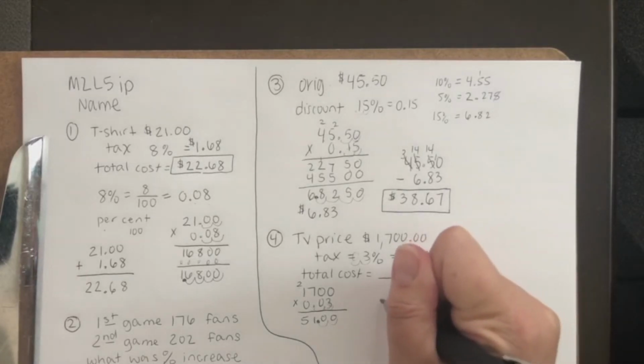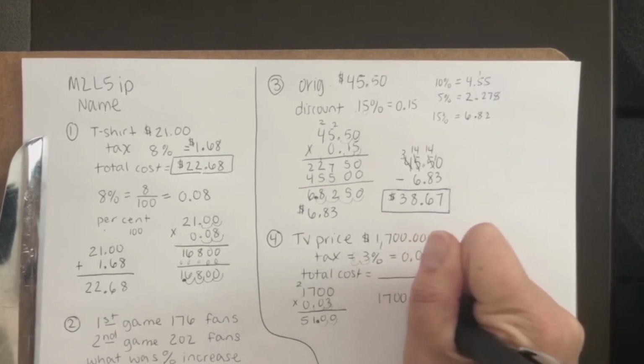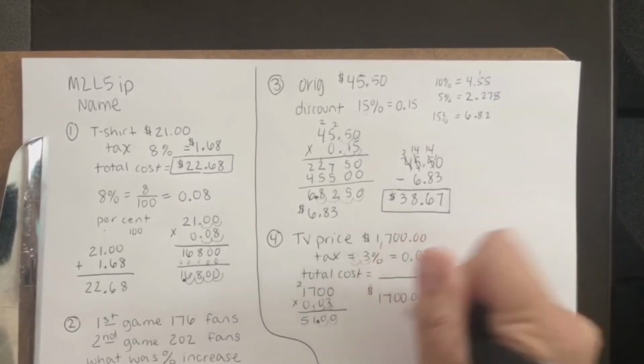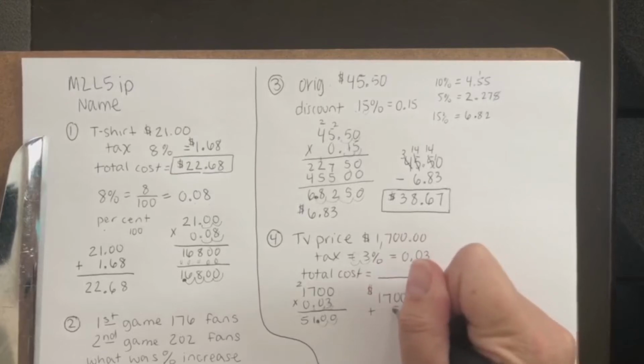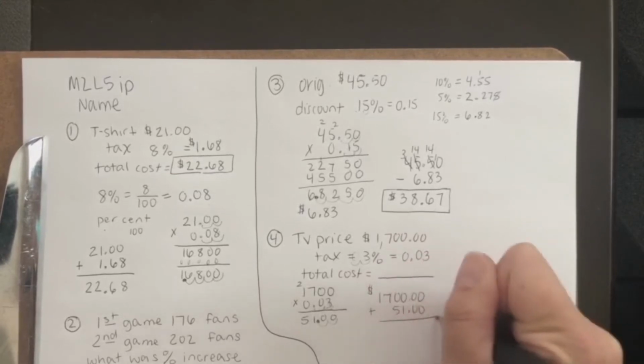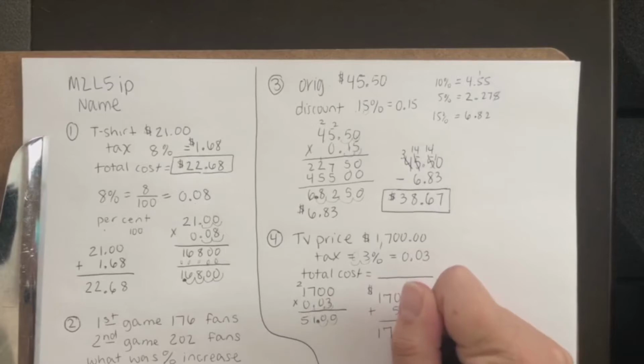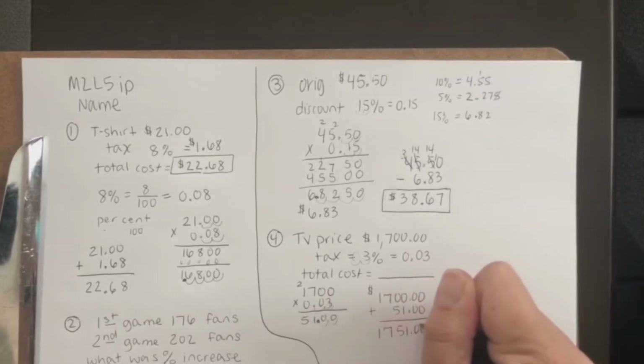So let's add that. $1,700 plus $51 will be $1,751.